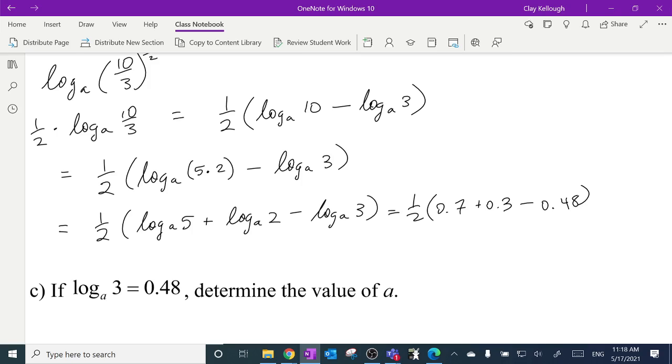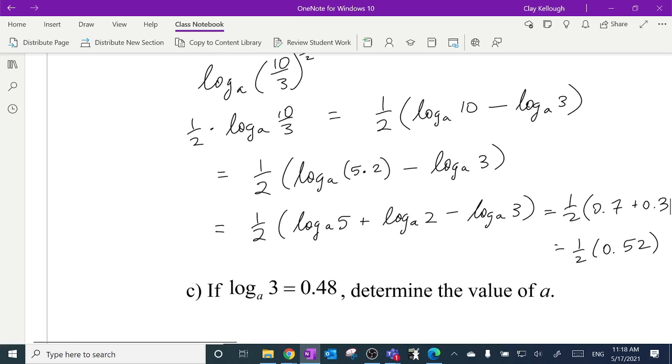Okay, so this is 0.7 plus 0.3, which is 1. 1 minus 0.48 is 0.52. So I have 1/2 times 0.52. Quick, what's 1/2 of 52? 26. And there we go. We do not allow calculators for questions like this.